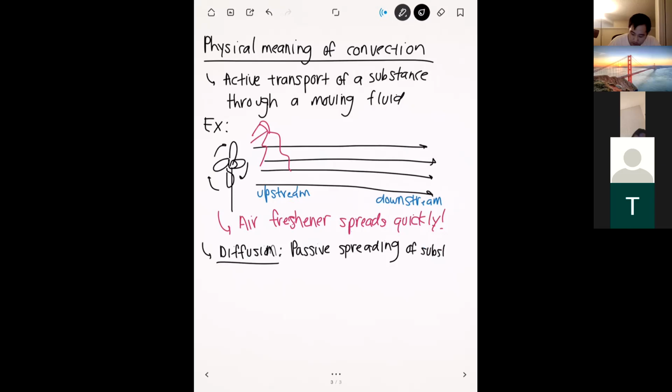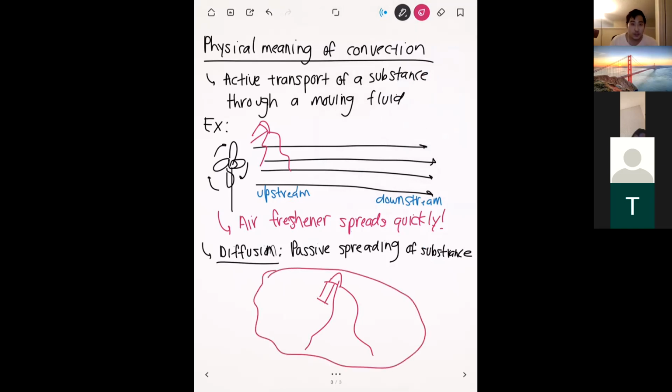I think the most intuitive way to think of diffusion is to think of spreading. Let's take our same bottle of air freshener. If you spray that in a room with no airflow, what do you generally expect? You expect the air freshener to start to spread out from here. But the spread is going to be equal in all directions, because if there's no airflow, there's no reason for the air freshener particles to choose one direction over the other. So it's just going to passively spread in all directions.